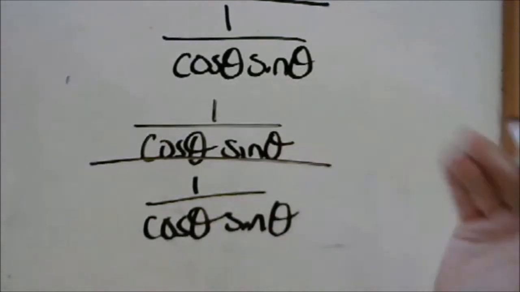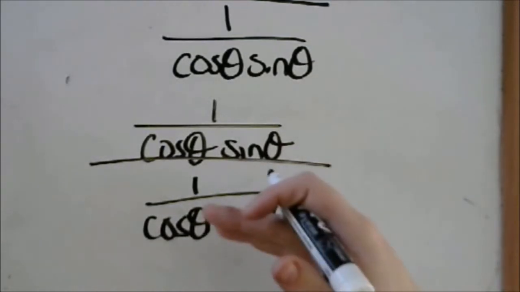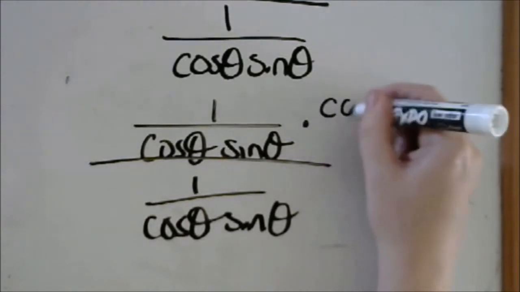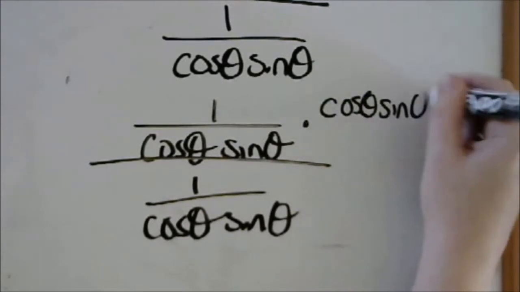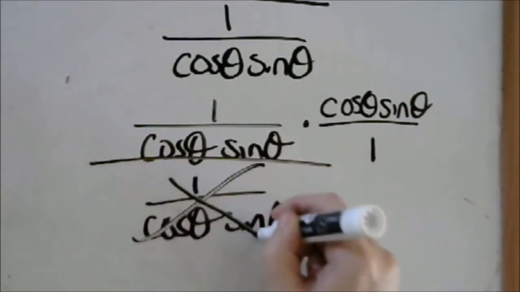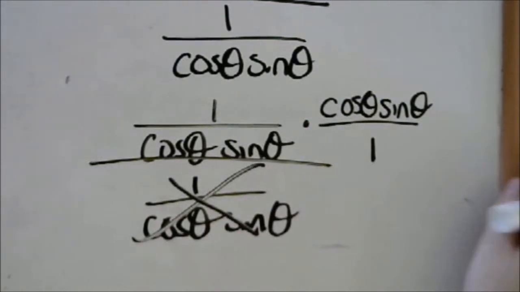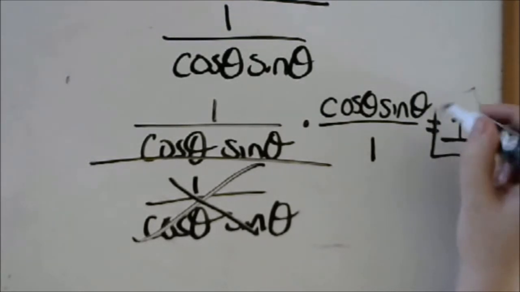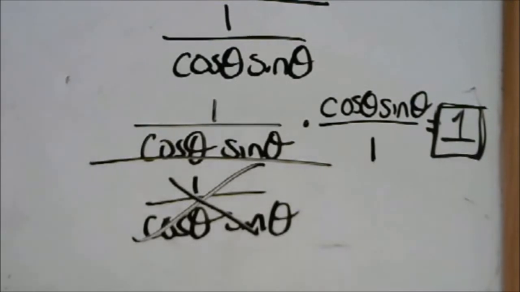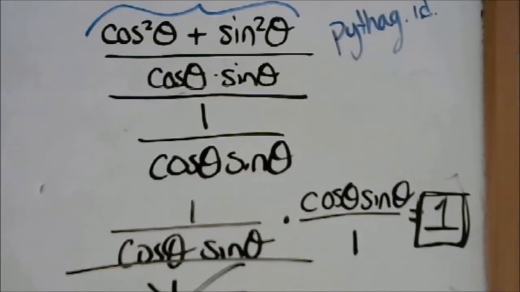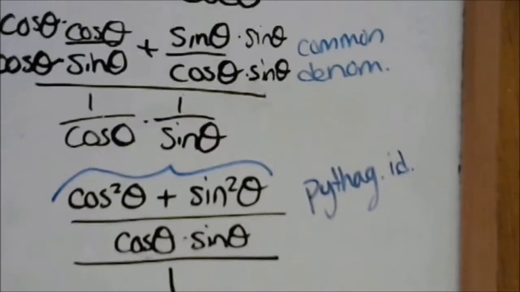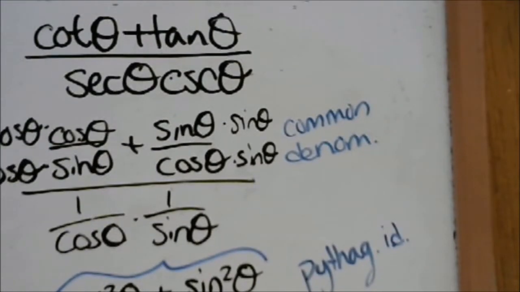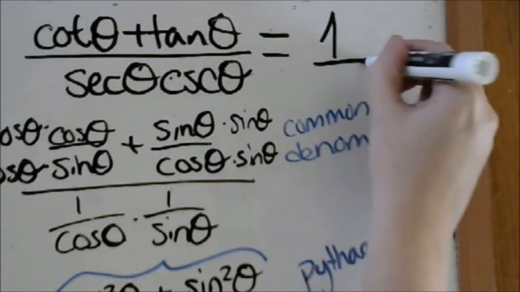over 1 over cosine theta sine theta. From here, you may already see how this is going to simplify, but we just did in the last problem that fraction division is multiplying by a reciprocal, so let's employ that. Multiply by the reciprocal. And you can see that the cosine theta sine theta will cancel, meaning that this expression simplifies to be 1. Can't really get any more simple than that. Cotangent theta plus tangent theta over secant theta cosecant theta, the original expression, is equal to 1.